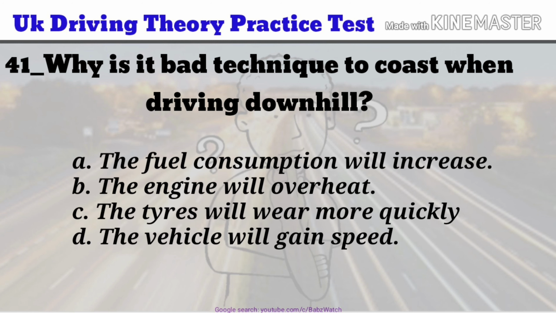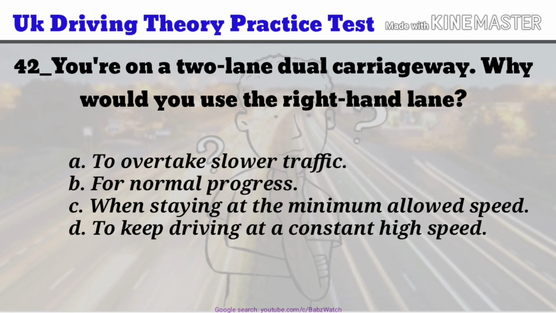UK driving theory practice test question 42 of 50. You're on a two-lane dual carriageway. Why would you use the right-hand lane? A. To overtake slower traffic. B. For normal progress. C. When staying at the minimum allowed speed. D. To keep driving at a constant high speed. The correct answer is A.